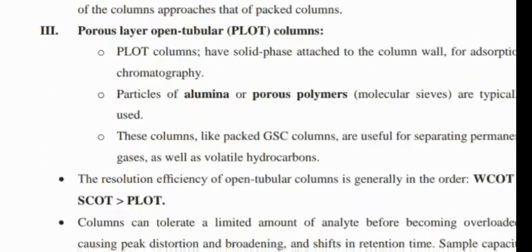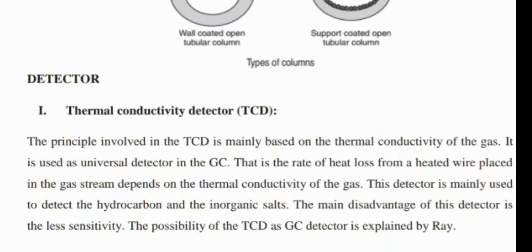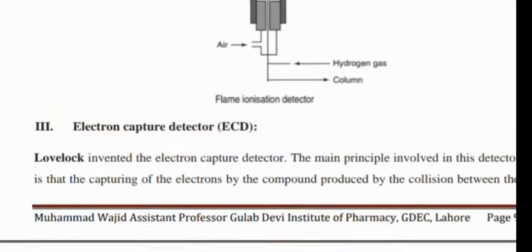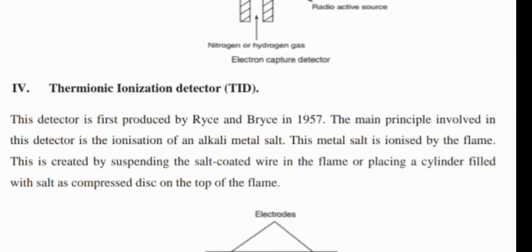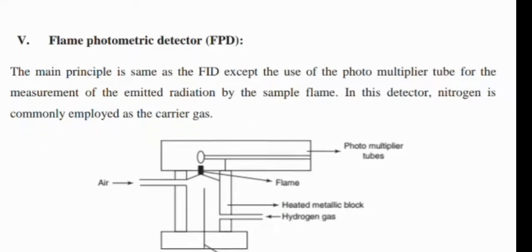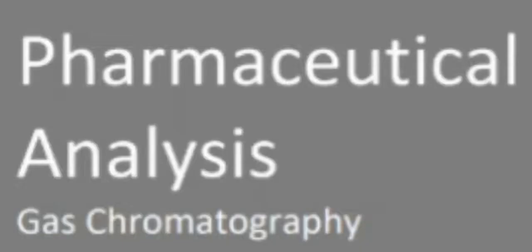At the end we will see what the detectors are. The detectors used in gas chromatography are the thermal conductivity detector, flame ionization detector, electron capture detector, thermionic ionization detector, and flame photometric detector. I hope that you understand the basic types of column and detector also.